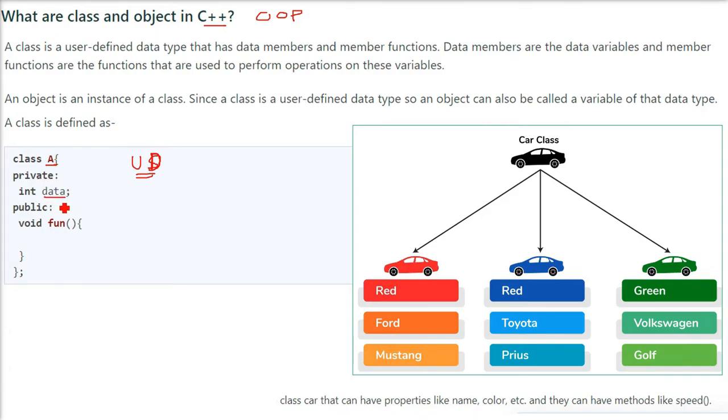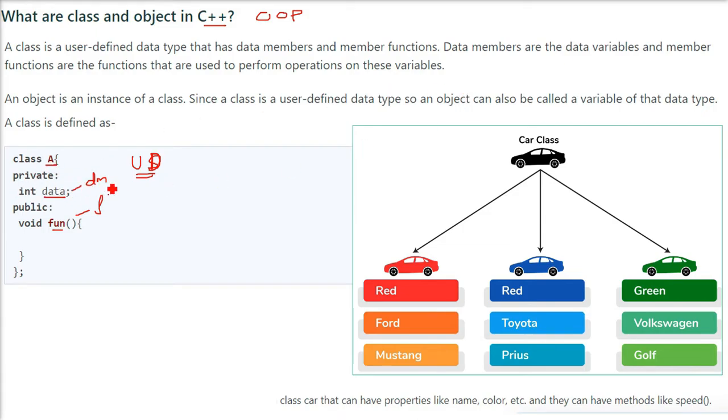The data members are also called data variables, and these are the data variables I'm pointing to. Then we have the member functions. These are the functions that are used to perform operations on these variables. So what is the object? It is an instance of this class.